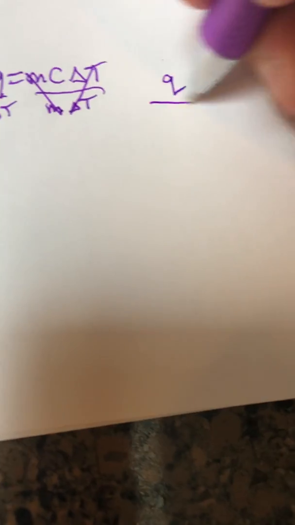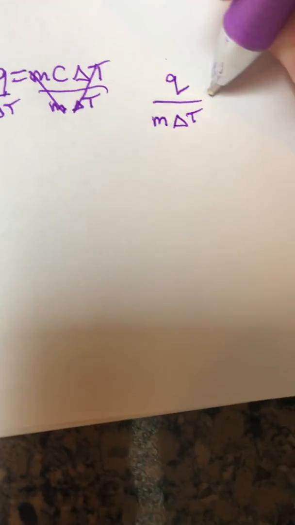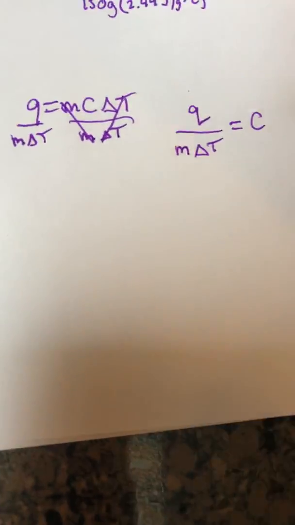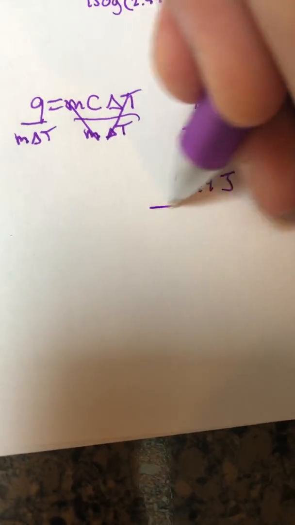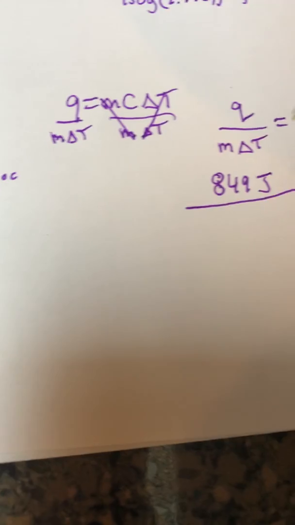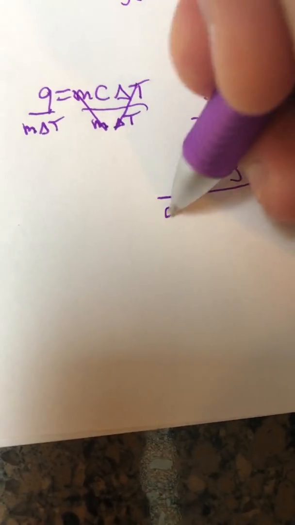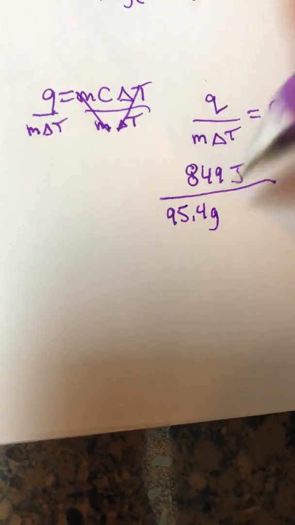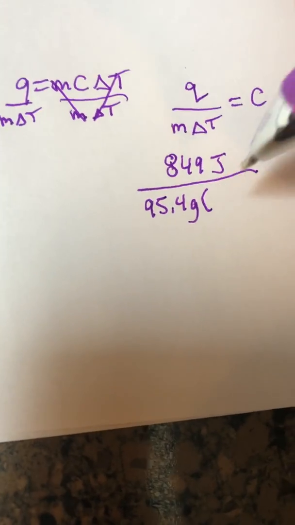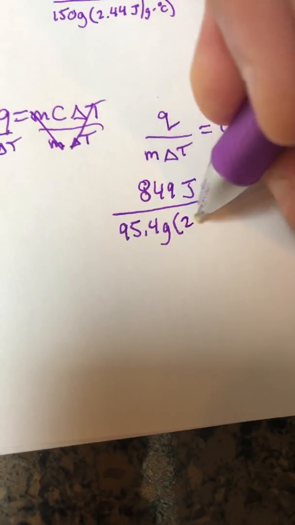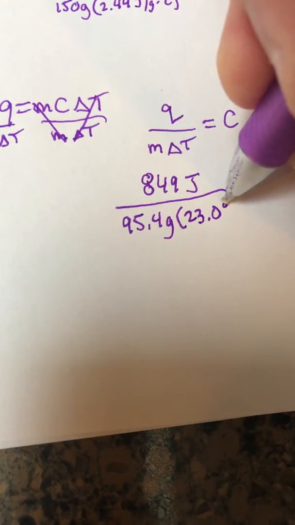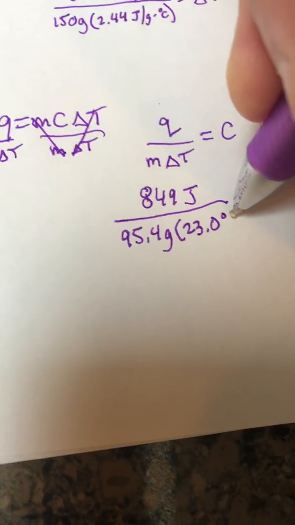The M's cancel, the delta T's cancel. We're left with Q over M delta T equals C. Now we can plug in 849 joules divided by our 95.4 grams and our change in T. When you calculate the change in temperature, you should get about 23.0 degrees Celsius.